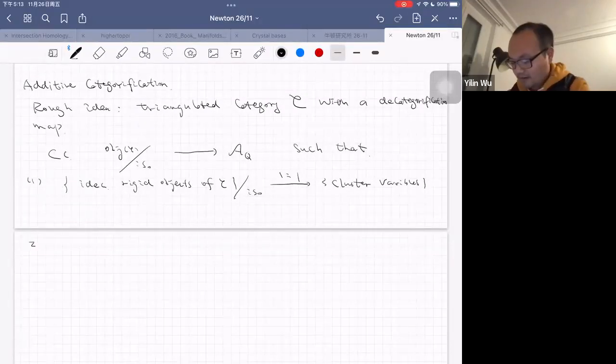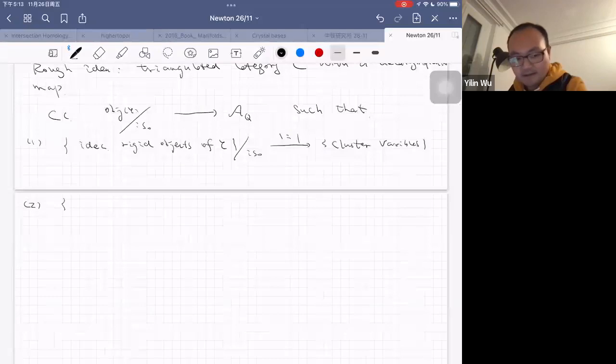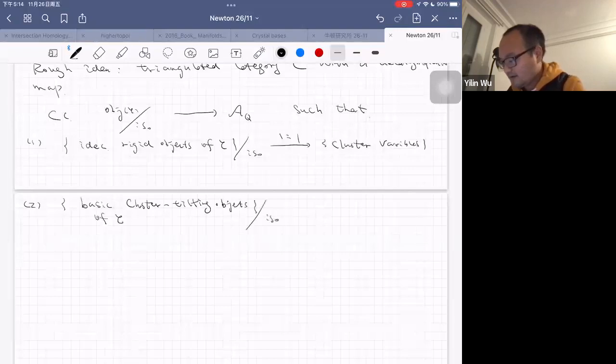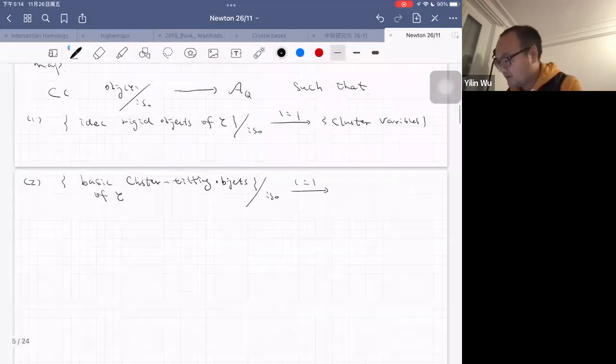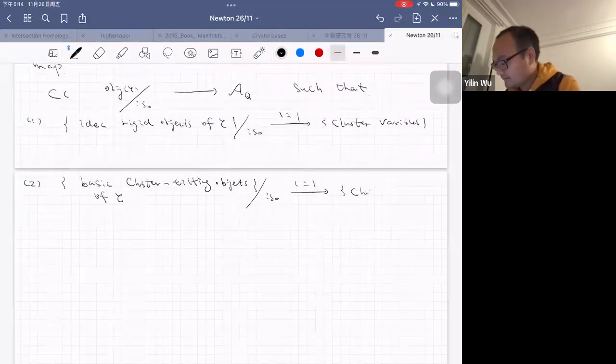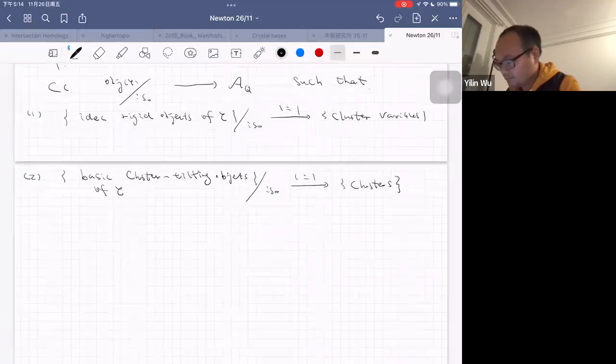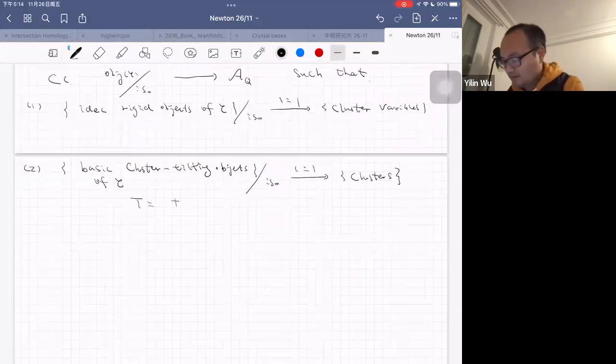And the second property is it takes the basic cluster tilting objects of C to the clusters. For example, if T decomposes into n direct summands, it maps to these clusters.